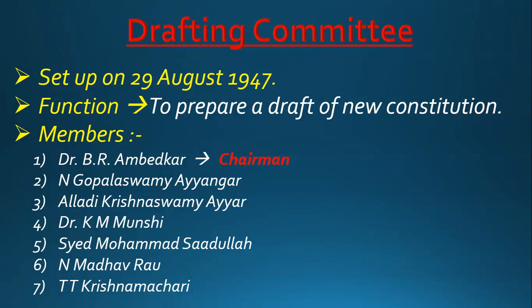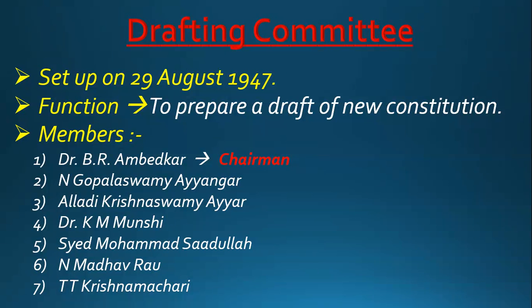Now friends, there were 7 members in that drafting committee. Dr. Bhimrao Ambedkar was the chairman of this drafting committee. Now friends, the drafting committee was a very important committee. Why? Because the draft of the constitution was a very important document. Because on that draft only, the entire Constituent Assembly will discuss and decide what should be the provisions in the final constitution. So the draft was a rough of the constitution. And who made this draft? The drafting committee made this draft. And who was the chairman of this drafting committee? Dr. Bhimrao Ambedkar was the chairman of this drafting committee.